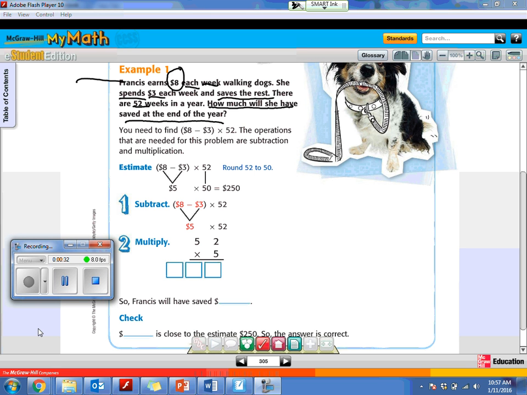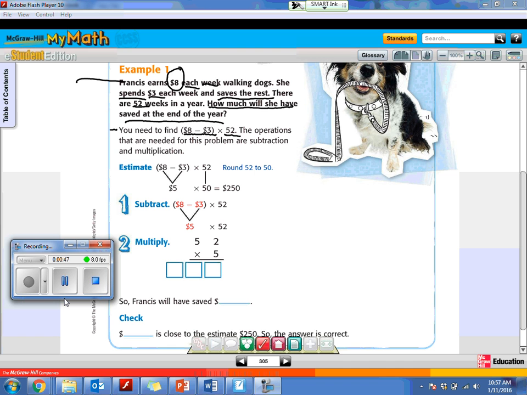Now, there is a lot of information they just gave us here. What we have to think about is what information did they give us and how is that going to break down. So let's start out. It says you will need to find 8 minus 3 times 52. Why do we have to do that? Well, let's look into it.